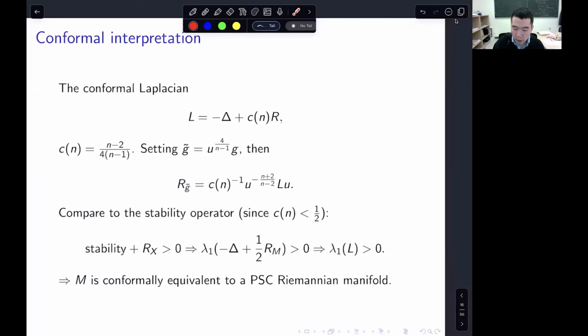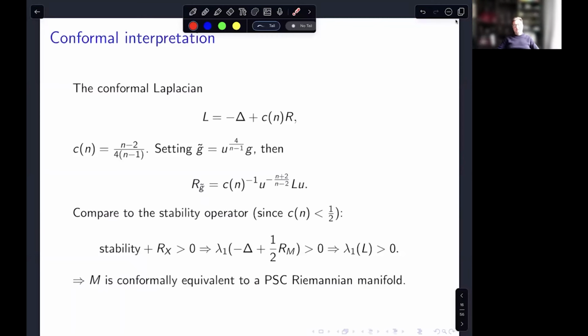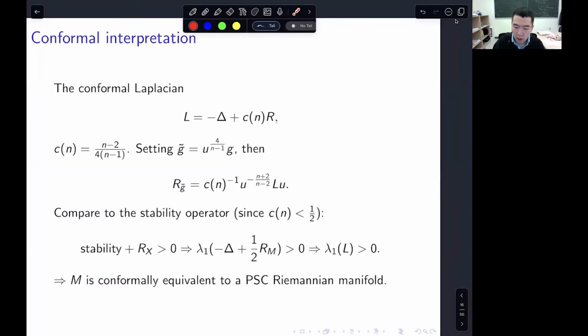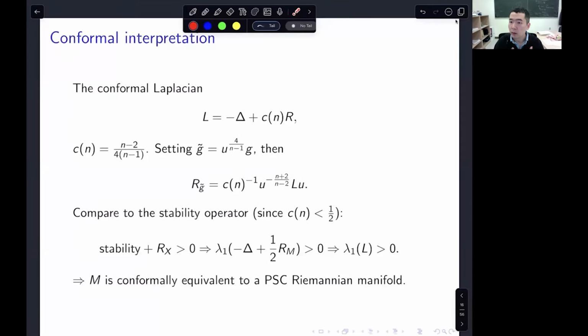It's quite amazing, actually. It's pretty nice that this is the case. Everything patches up very nicely. So this is a very nice and very convenient way to make use of the stability inequality.